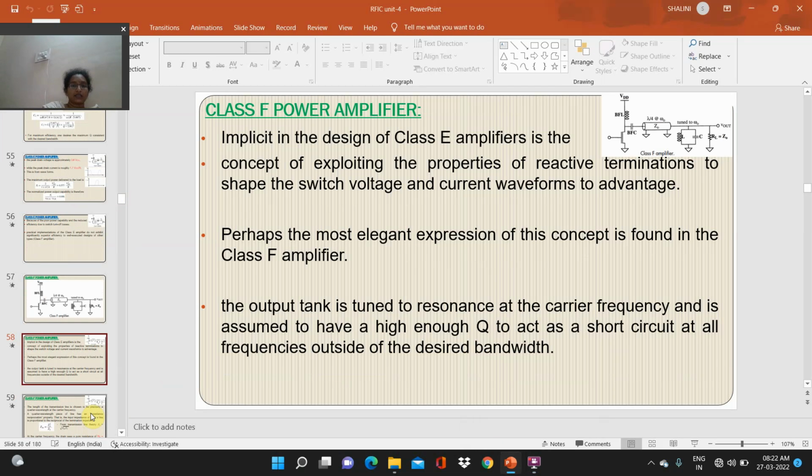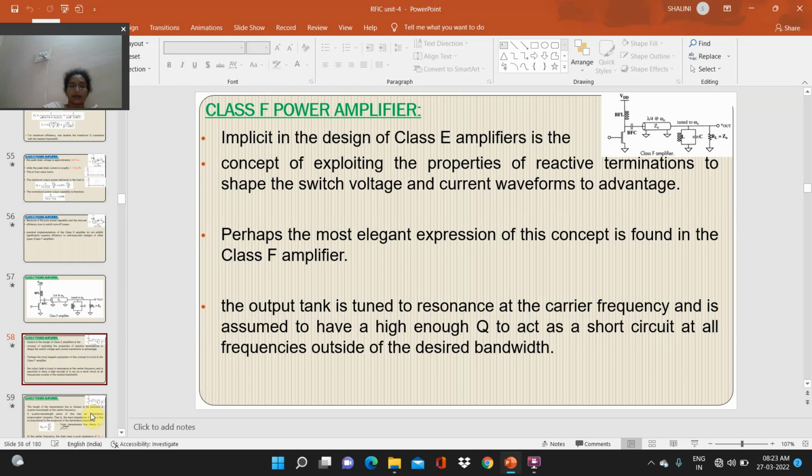Implicit in the design of Class E amplifiers is the concept of exploiting the properties of reactive terminations to shape the switch voltage and current waveforms to advantage. Perhaps the most elegant expression of this concept is found in the class F amplifier.